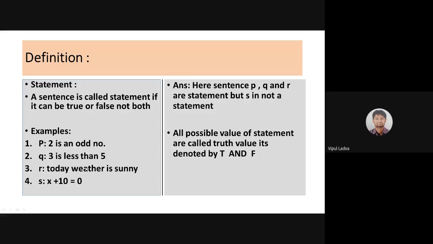All possible values of a statement are called truth values. For any statement, there are only two possible values, either true or false. So we'll be denoting those truth values. If it is true, we'll label that as a capital T. If its value is false, we'll label it as a capital F. So capital T stands for true, capital F stands for false. You all know this.